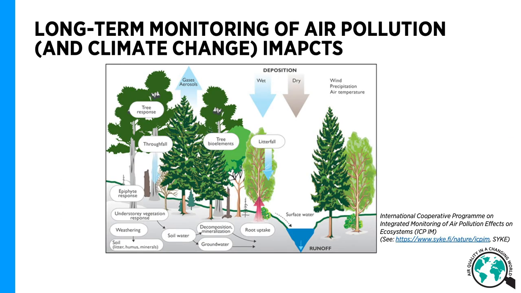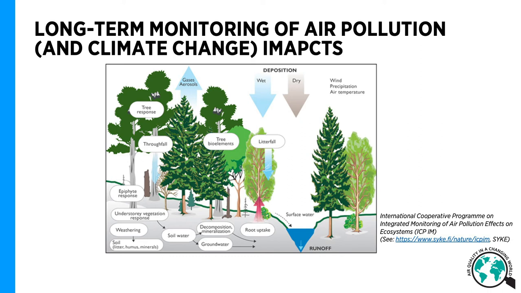Long-term monitoring of air pollution, and actually nowadays climate change impacts, is carried out in both Europe and North America at field sites in background areas. And these background areas are areas which are not close to any big emission sources. This slide shows what variables are studied at the European ICP IM sites. Those are sites for the International Cooperative Programme on Integrated Monitoring of Air Pollution Effects on Ecosystems.